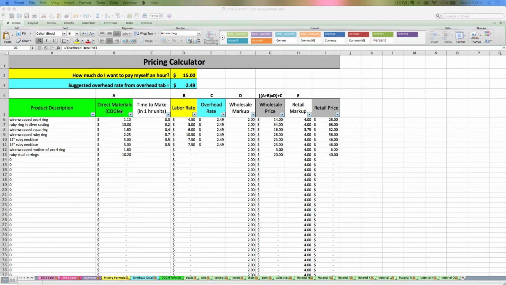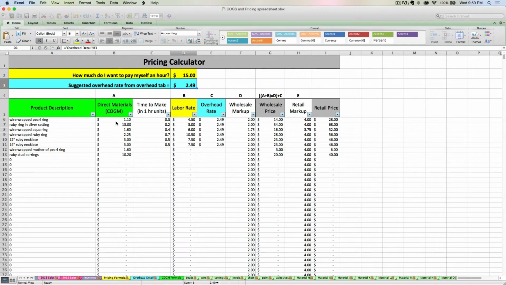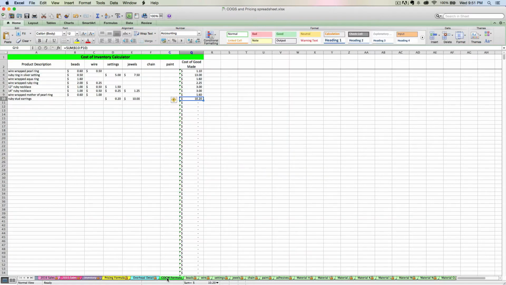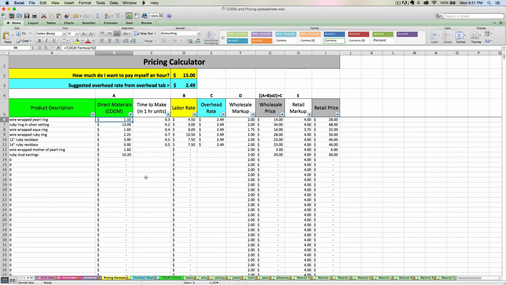First, we have this green column here, your direct materials or your cost of goods made, which is handily flowing directly from the green tab that we just came from. So this number in this column here, it's going to automatically be linking here. So you can see for our wire wrapped pearl ring, we had $1.10 worth of direct materials, and that ties back to my $1.10 here. So that one's pretty straightforward.